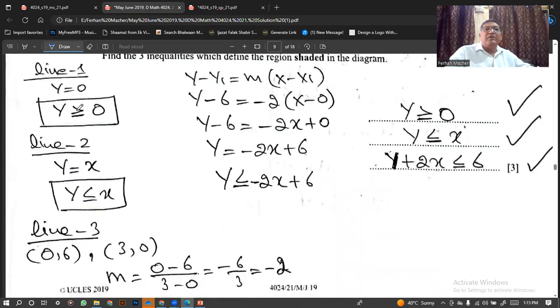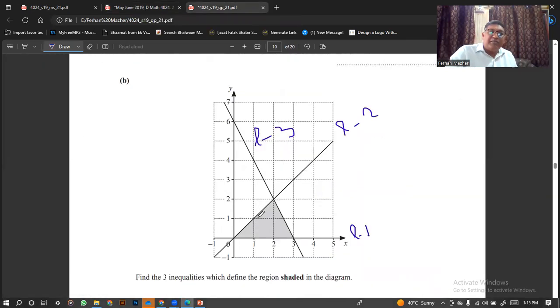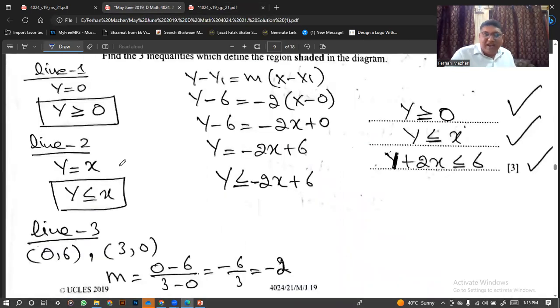Okay, so line number 1 is y equals 0 because the shaded area is above this line. So the crocodile's mouth will be towards the positive y. So the inequality will be y is greater than or equal to 0.